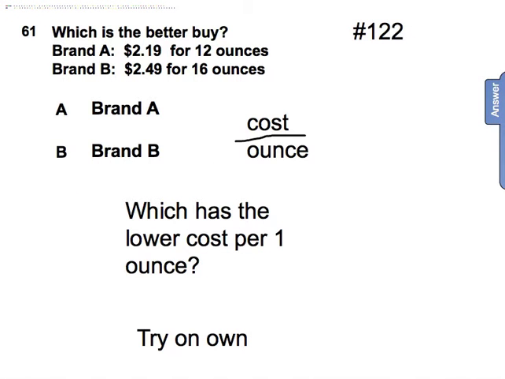You're going to try this one on your own, but I got you started. This is a "which one is the better buy" problem, which you've seen already using unit rate. So we are looking for the best cost per ounce, or the lowest cost per ounce. You want to find for each of these the cost per 1 ounce, and whichever one is cheaper is the better buy. Please pause the video and try that on your own.